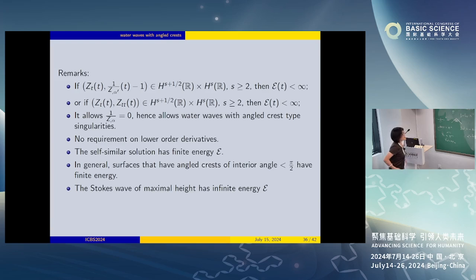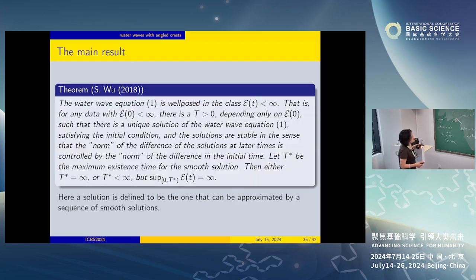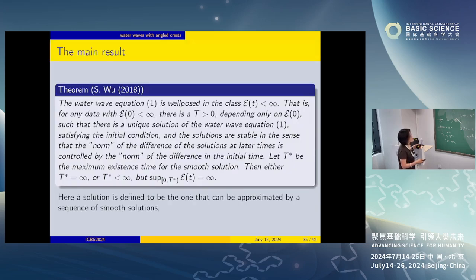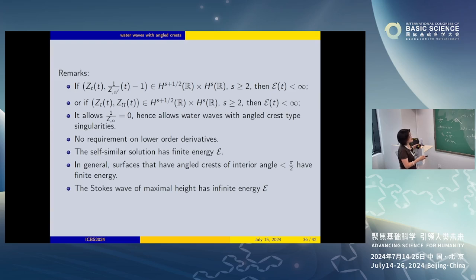So these are just some remarks, okay? If you look carefully, this energy class looks like everything's fine, except that when you take a derivative, you take one weighted derivative, right? So it does allow 1 over z alpha to be 0, because if 1 over z alpha is 0, it's completely fine. It can still be finite. But of course, if 1 over z alpha is not 0, it's also fine, right? So it does include all the Sobolev data like usual. So all we need is that these two are in Sobolev, okay? So if all this is in L2, it allows the angle crest, okay?